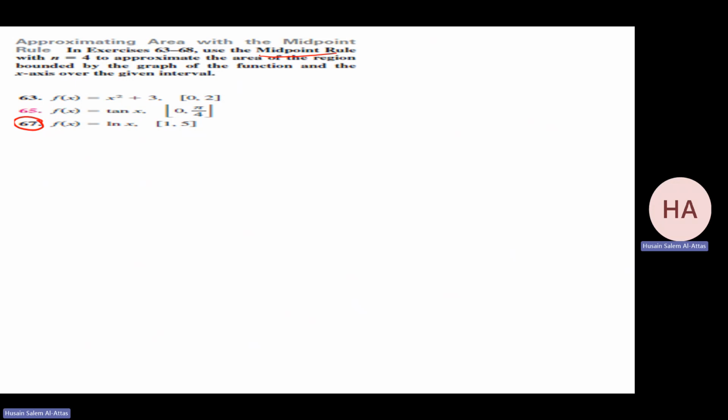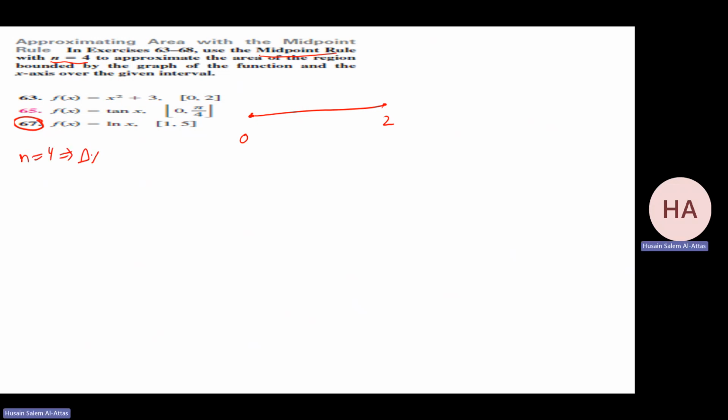We'll do some of them. Use the midpoint to approximate with n equal 4. I want to do approximation. It's not the exact, huh? Okay. So I have, this is from 0 to 2. Yeah, and n equal 4.